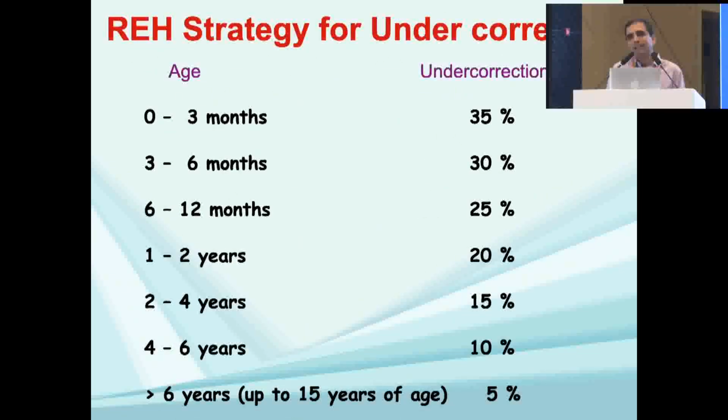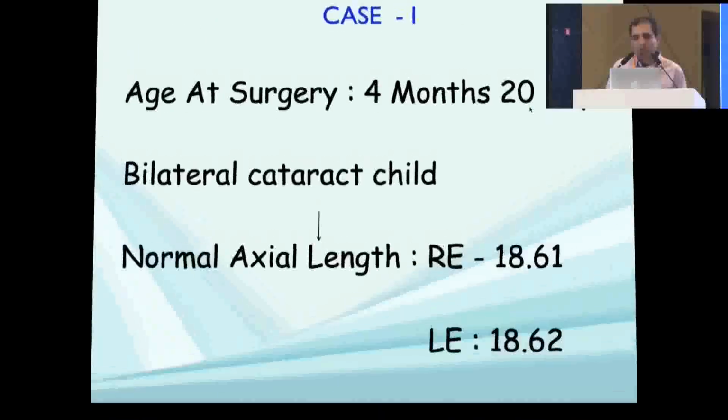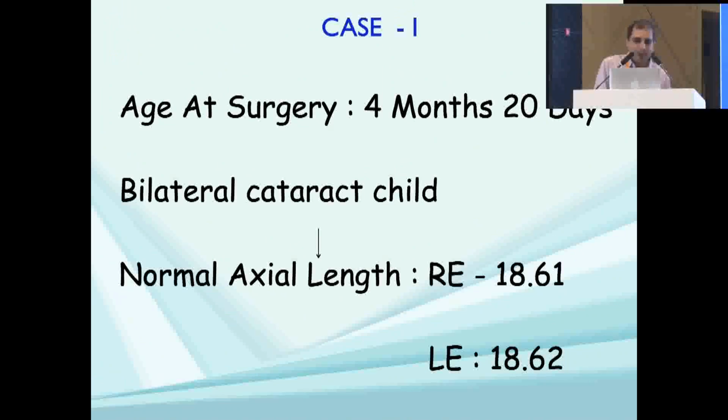With our data analysis, this is the pattern that we follow: in a very young child, less than 3 months, we undercorrect by about 35%. And as the child keeps growing older, we undercorrect less and less, to the point that anything beyond 6 to 7 years of age, we hardly undercorrect. That is, we undercorrect only by about 2 to 5%. But the younger the child, the more the undercorrection. That is the consensus across all of these articles. So I'll just share 2-3 case scenarios to highlight that.